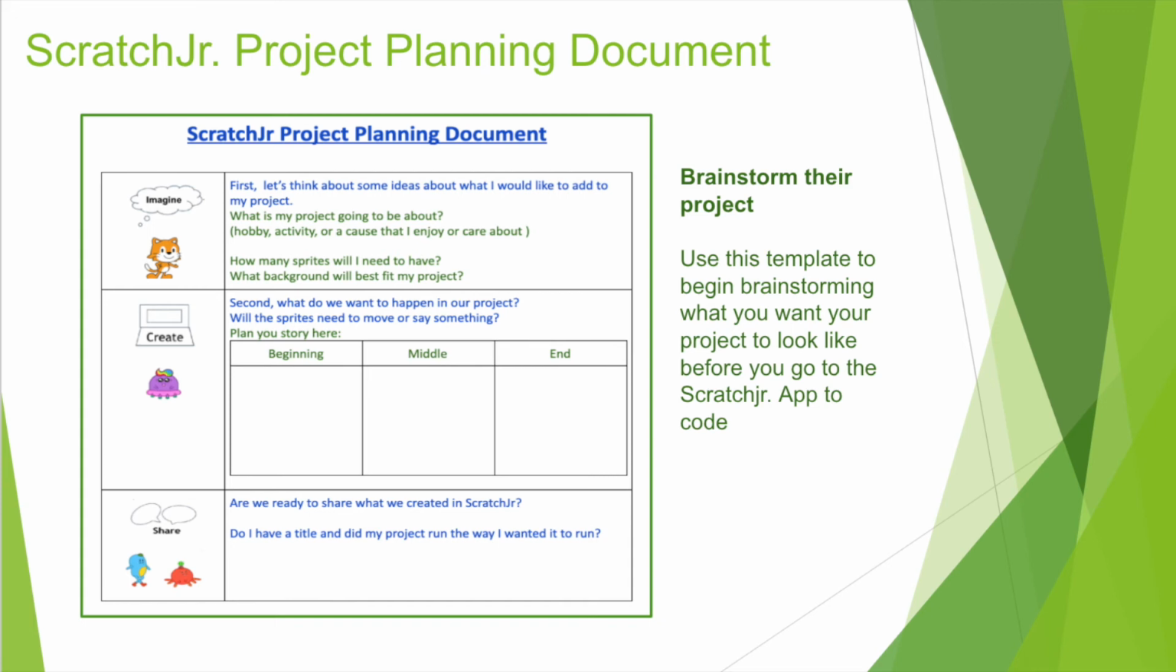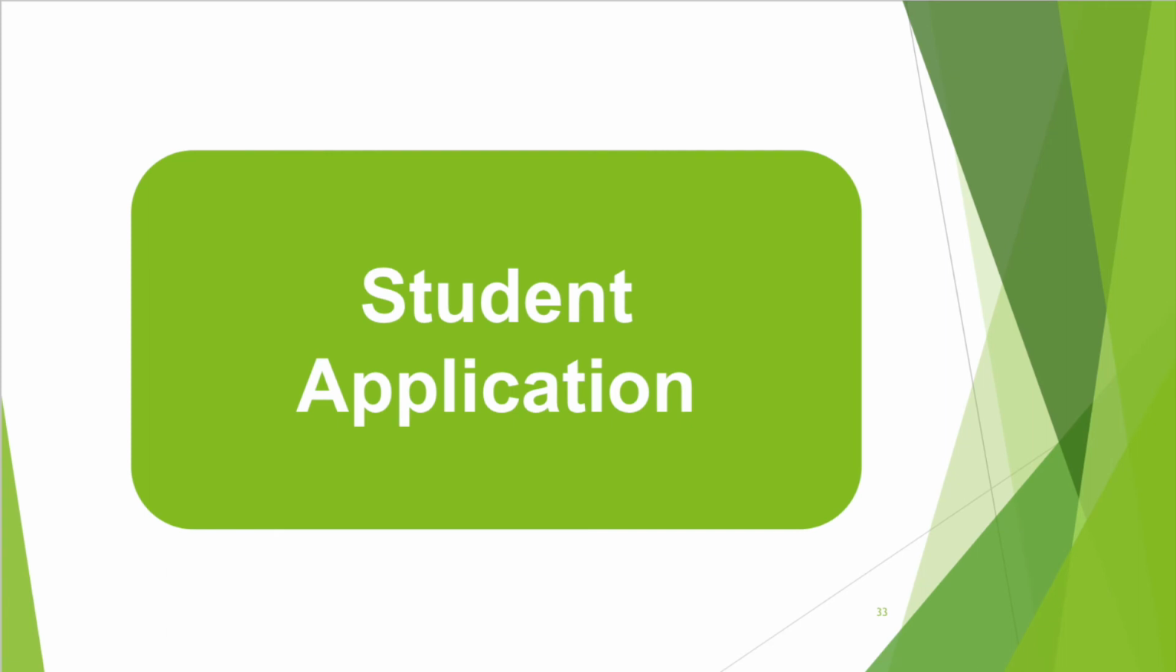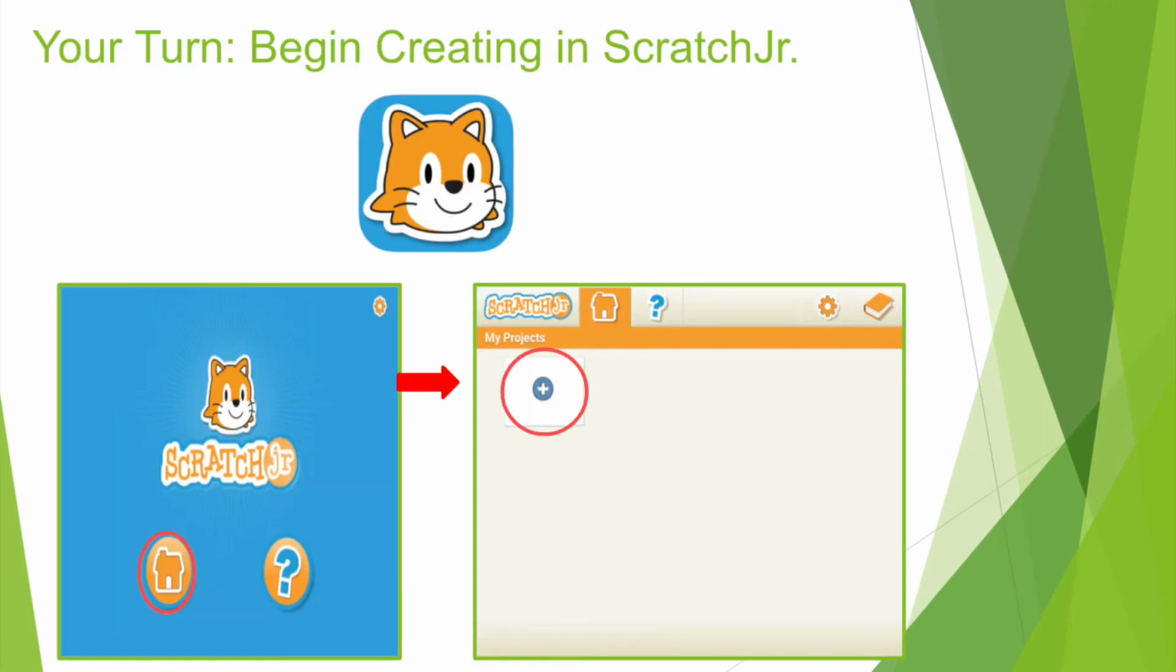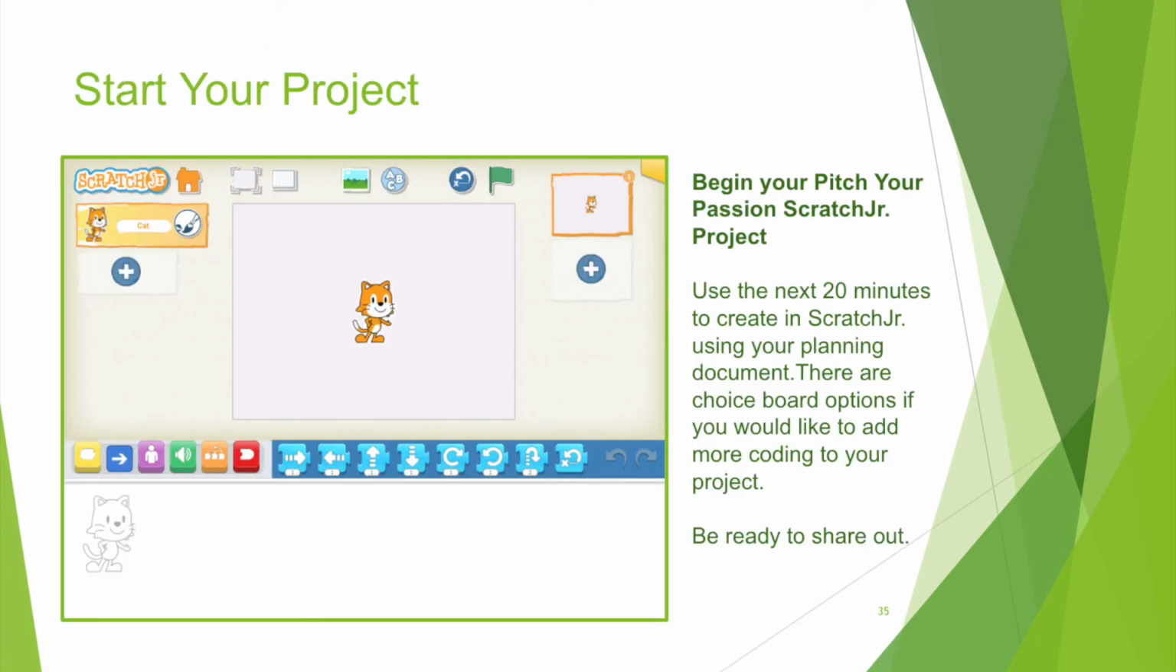When students are done with their planning document, have them go to their ScratchJr app and begin coding their project by using what they brainstormed as a guidance when they begin coding their project. They should have at least 20 minutes to create their projects.